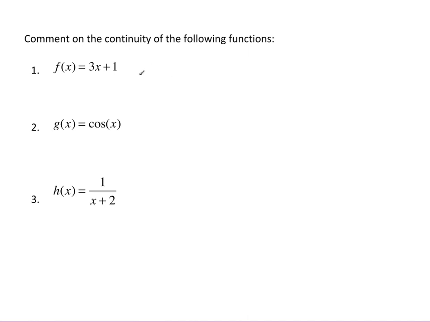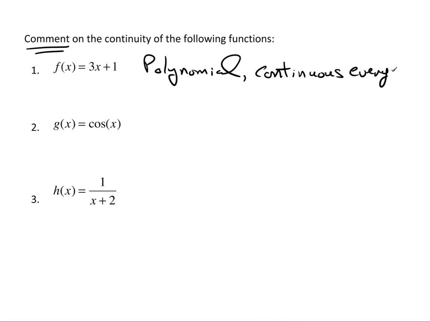Let's now comment on the continuity of these following functions. Now, by comment, what that really means is define where it is and is not continuous. Now, 3x plus 1, this is a polynomial. And polynomials are continuous everywhere. So this is continuous on the interval negative infinity to infinity.